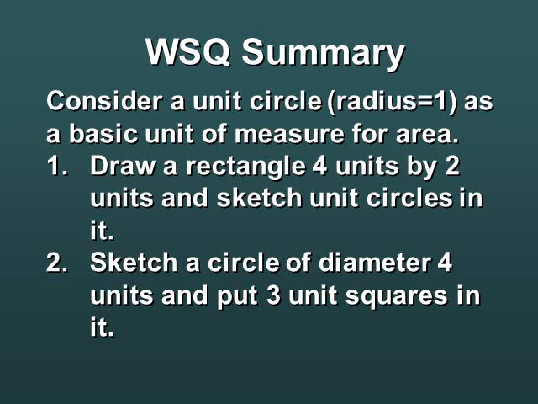Okay, so for your whisk summary, I want you to think about some figures here. Consider a unit circle. A unit circle has a radius of 1 unit, okay? And we're going to call that a basic unit of measure for area. So I want you to draw a rectangle that is 4 units by 2 units by sketching unit circles in it. Okay, that's the first step. The second is sketch a circle with a diameter of 4 units and put 3 unit squares in it. Remember, a unit square is just going to have a side of 1, okay?